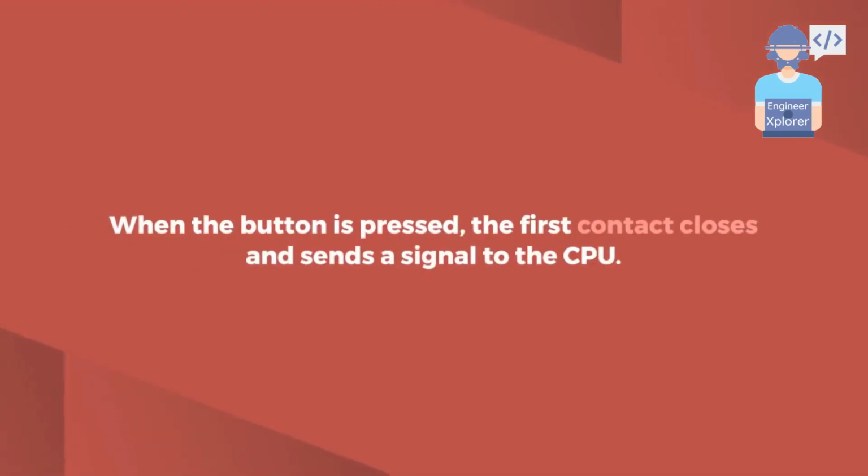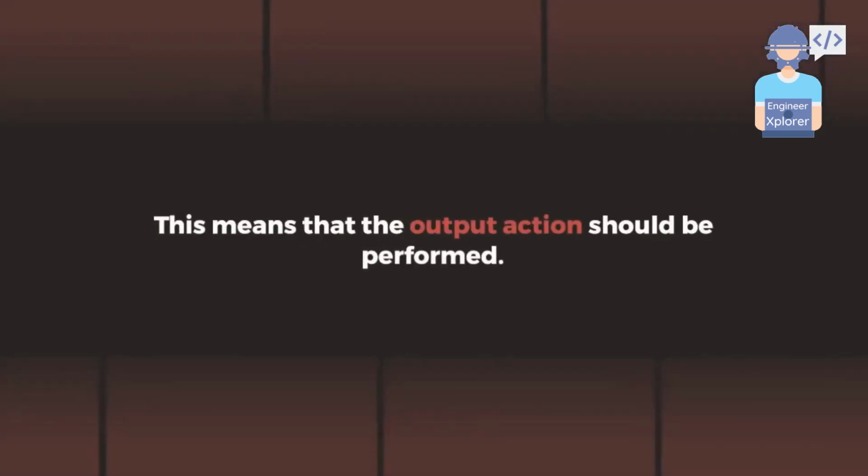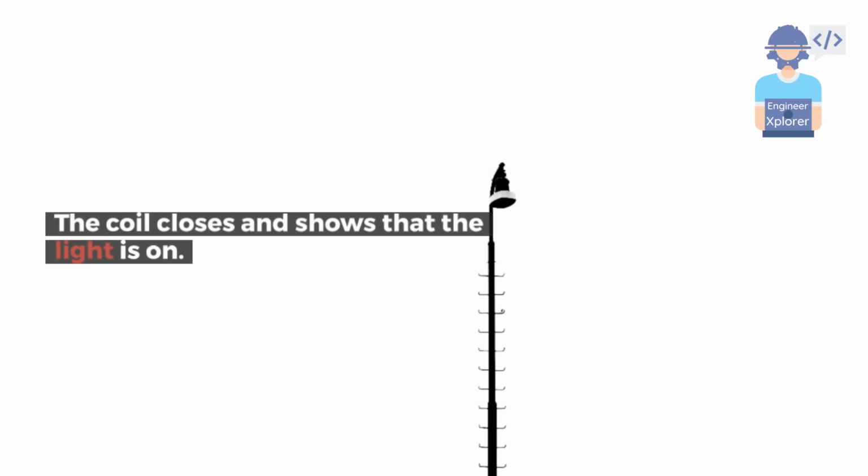When the button is pressed, the first contact closes and sends a signal to the CPU. The CPU checks the logic and sees that both contacts are closed. This means that the output action should be performed. The CPU sends a signal to the output module to turn on a light. The coil closes and shows that the light is on.